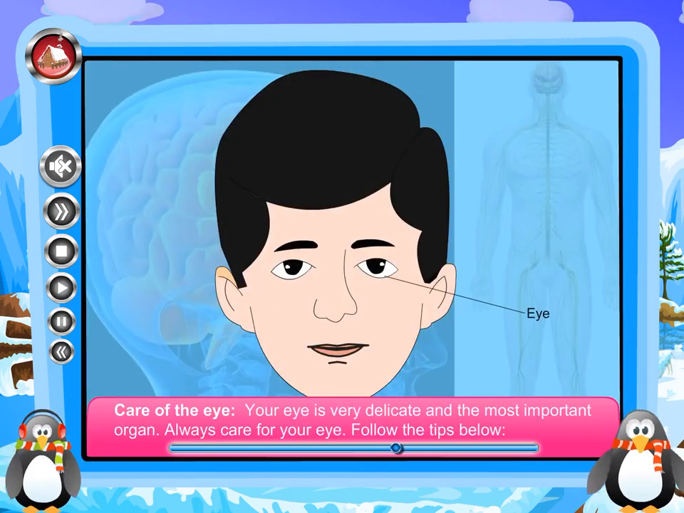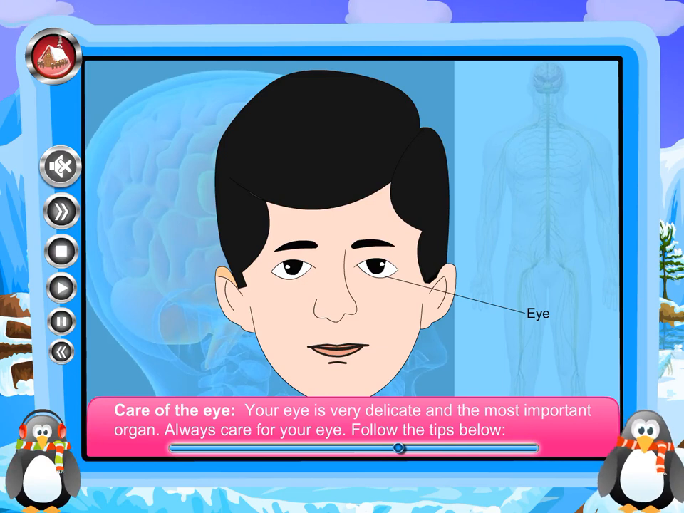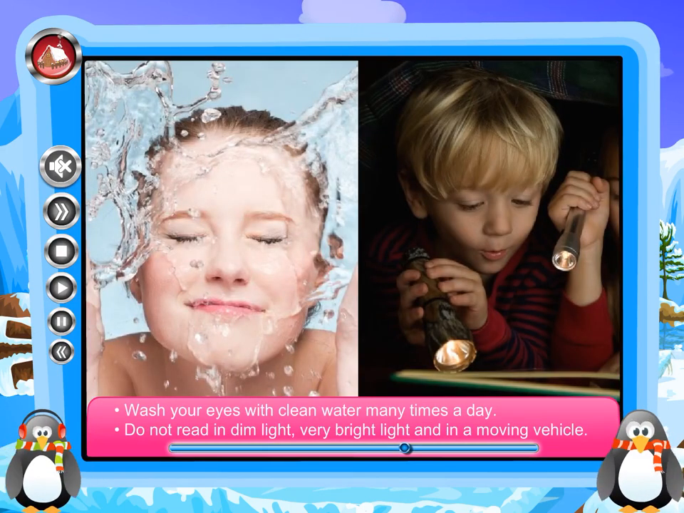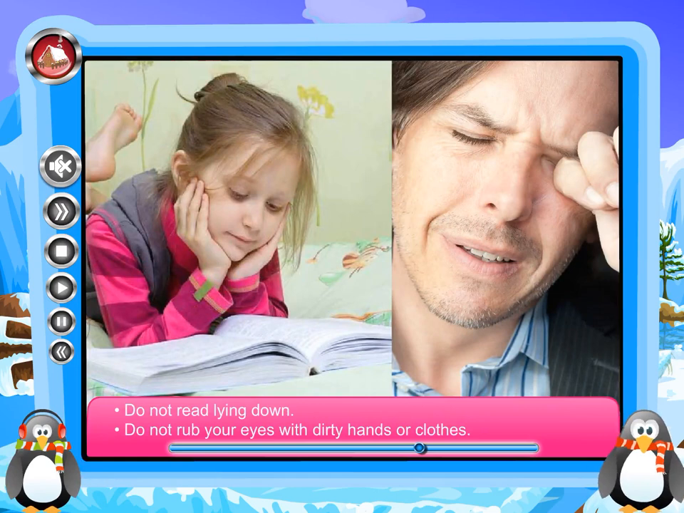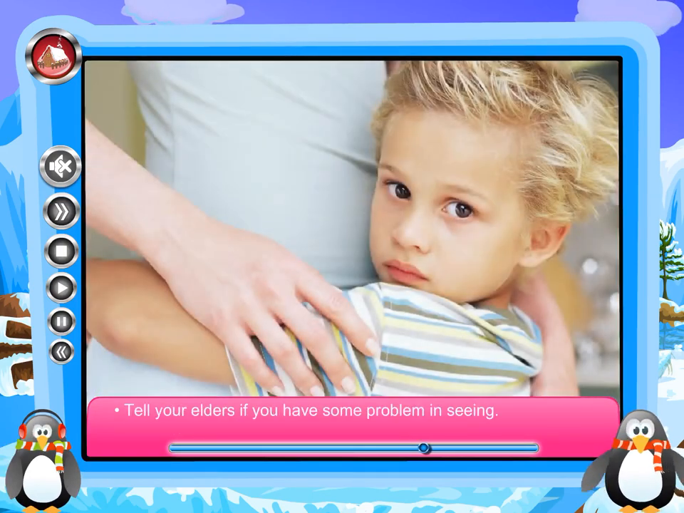Care of the eyes. Your eye is very delicate and the most important organ. Always care for your eye. Follow the tips below. Wash your eyes with clean water many times a day. Do not read in dim light, very bright light, and in a moving vehicle. Keep a distance of at least 6 feet while watching TV. Do not watch TV for long periods. Do not read lying down. Do not rub your eyes with dirty hands or clothes. Tell your elders if you have some problem in seeing.